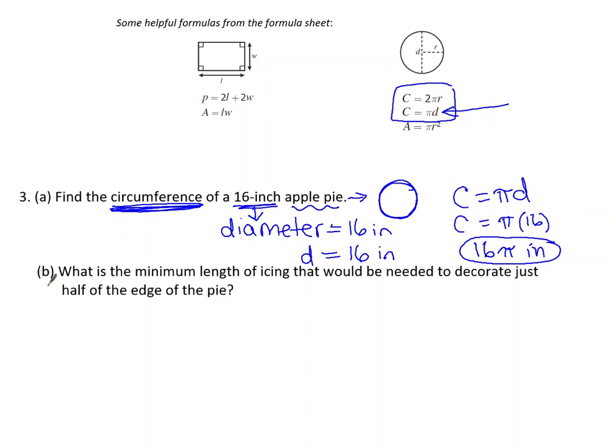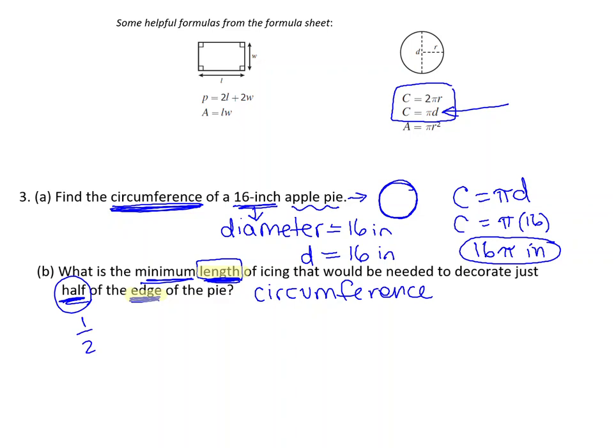Part B asks, what is the minimum length of icing that would be needed to decorate just half the edge of the pie? Length is a key word. So words like length and edge are important because that tells us we're working with perimeter, or in this case, circumference, because it's a circle. Half is important because that means we want just half of it.